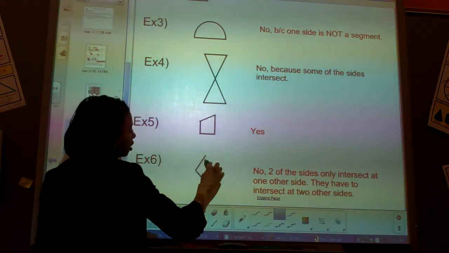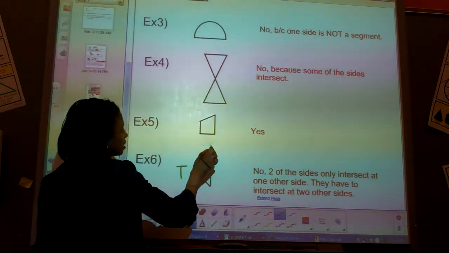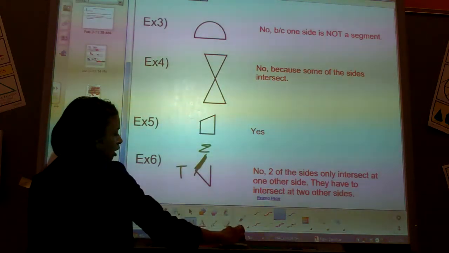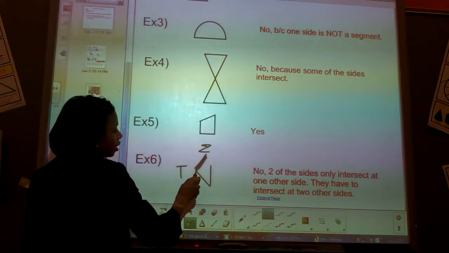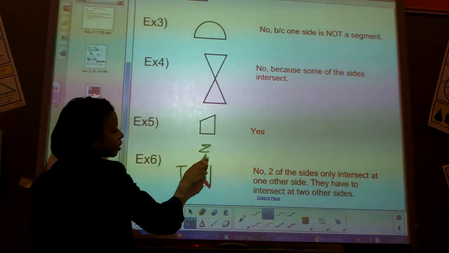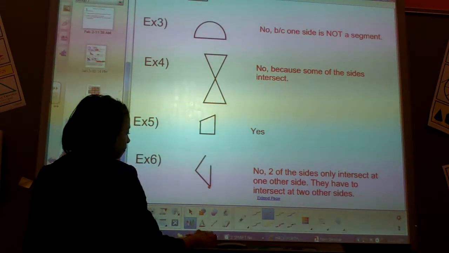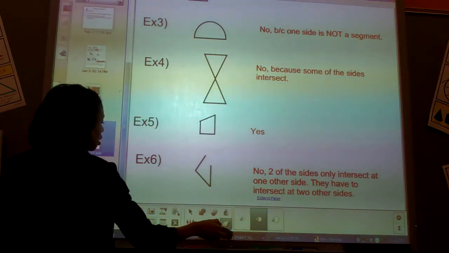Also, you could have looked at it here. This segment, if I call that TZ, does T connect to another segment? Yes, it does, right here, this segment there. Does Z connect to another segment? No, it's open-ended, so again, it's still not a polygon. Moving further.